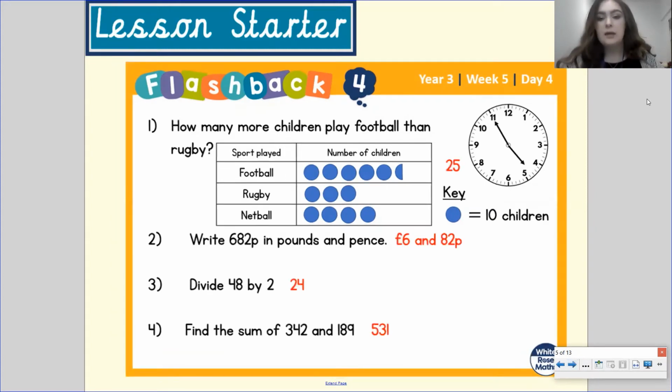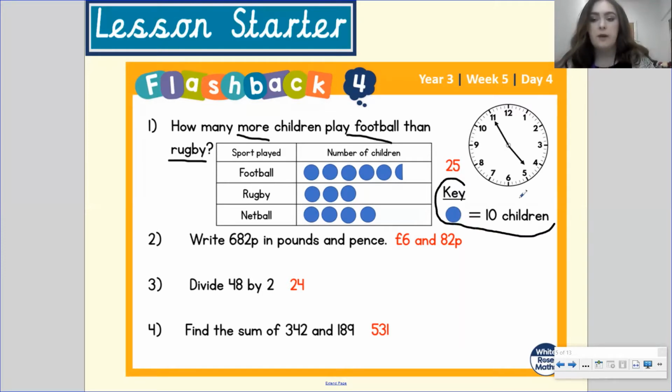Okay, so let's have a look at question number 1. Question number 1 says, how many more children play football than rugby? Now, we've got a pictogram here, and the first thing we need to do when we look at this pictogram is look at the key. So we know for every circle we see, it means it's 10 children.